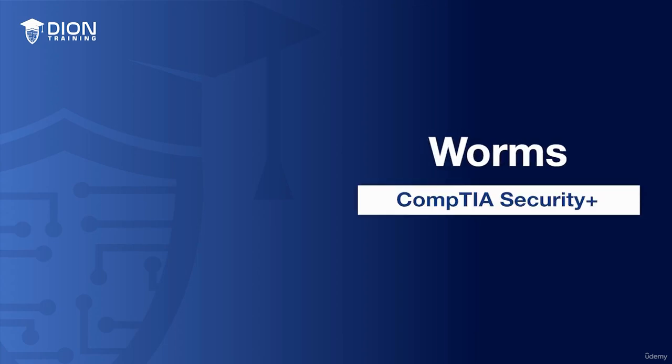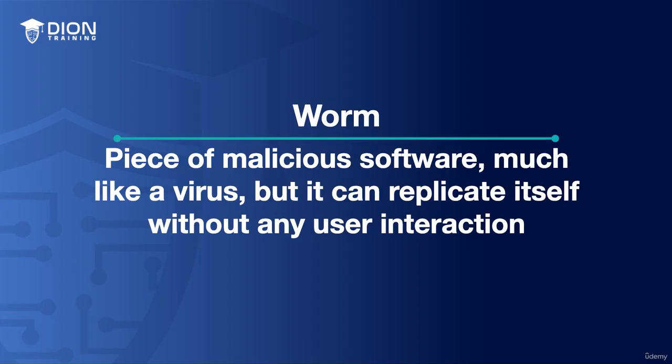In this lesson, we're going to explore computer worms. Now, a worm is a piece of malicious software, much like a virus, that can replicate itself without any user intervention. Now, the key difference here between a virus and a worm is that a virus requires a user to take some action, such as opening a file, clicking on a malicious web link, or connecting a mass storage device to your system. But a worm, on the other hand, can actually replicate itself and spread throughout your network without a user's consent or their action.